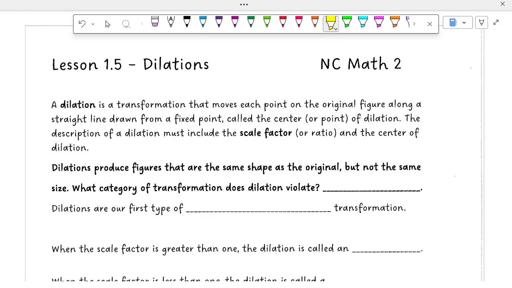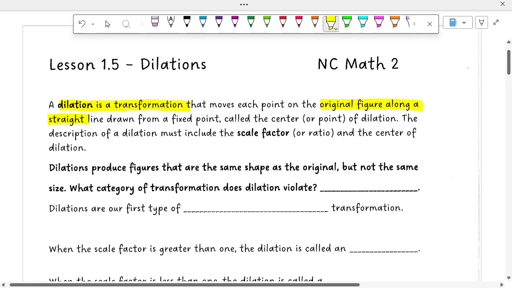So dilations. Dilations is the last type of transformation that we are going to talk about. Now, a dilation specifically is a transformation that moves each point of the original figure along a straight line drawn from a fixed point. It's called its center of dilation. And it must include what we call a scale factor or ratio to that center of dilation. So in layman's terms, all a dilation is that it makes your shape bigger or smaller, depending on whatever the scale factor is.